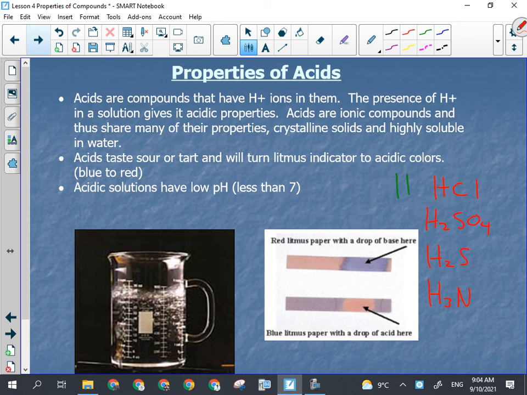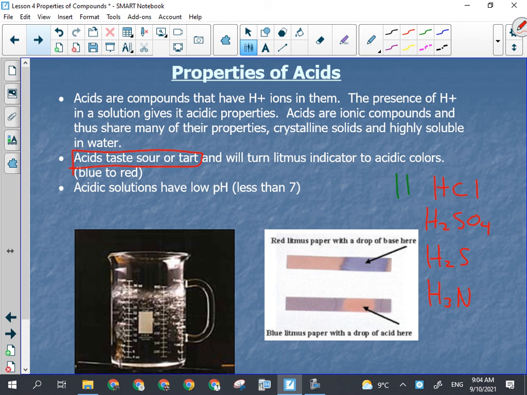All right, now this we're not going to try. They taste sour or tart because, well, that's true. I mean, lemon juice is a weak acid. Vinegar is tart. But we don't want to be tasting any of the unknown compounds in here, or it will be the last thing you taste as it dissolves your tongue and teeth. You don't want that. So we don't want to taste anything, because that's dangerous.